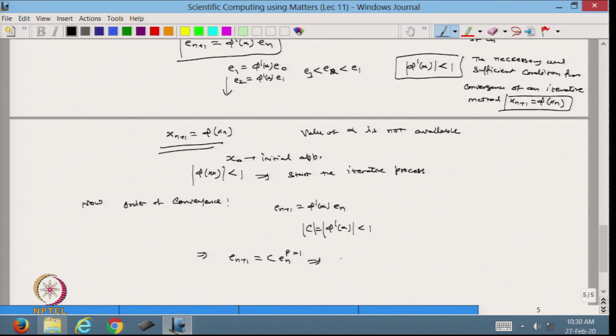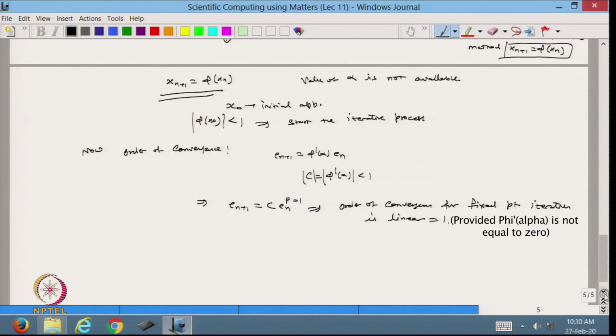So, from here I can say that the order of convergence for fixed point iteration is linear, and that is equal to 1 in this case. So, the order of convergence for the iterative process fixed point iteration is 1. So, linear, I can say that these methods are linear in this case. Now, the question comes: how can we choose the phi?